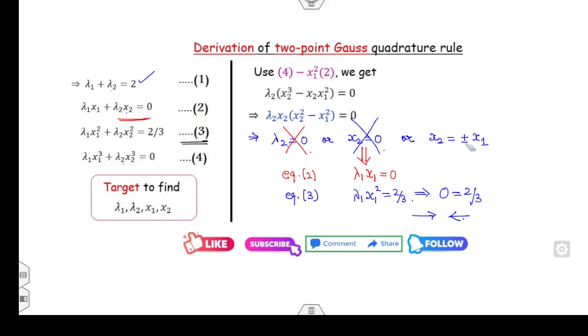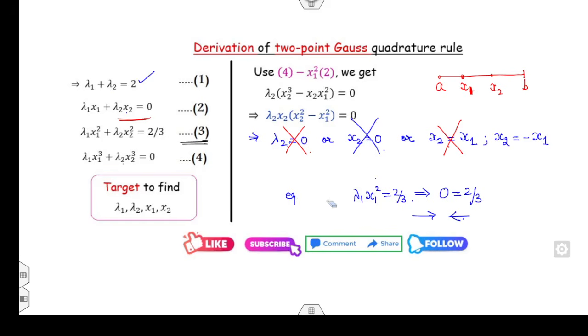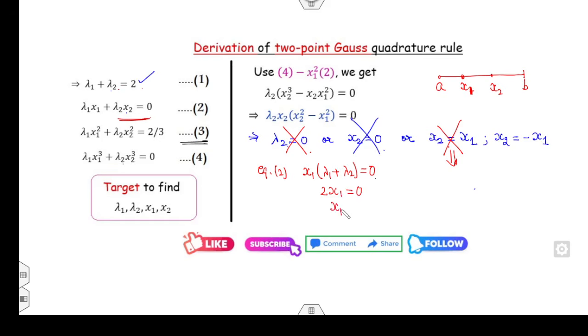Fine. Similarly, for the plus or minus case, x2 and x1 cannot be the same. Why? Because your target is to choose values of x2 and x1 which are entirely different. But anyhow, if x1 and x2 both are the same, what will happen? From equation number 2, I can take x1 common. That means x1 times lambda 1 plus lambda 2 is equal to 0, but lambda 1 plus lambda 2 is 2. So that implies x1 is equal to 0.